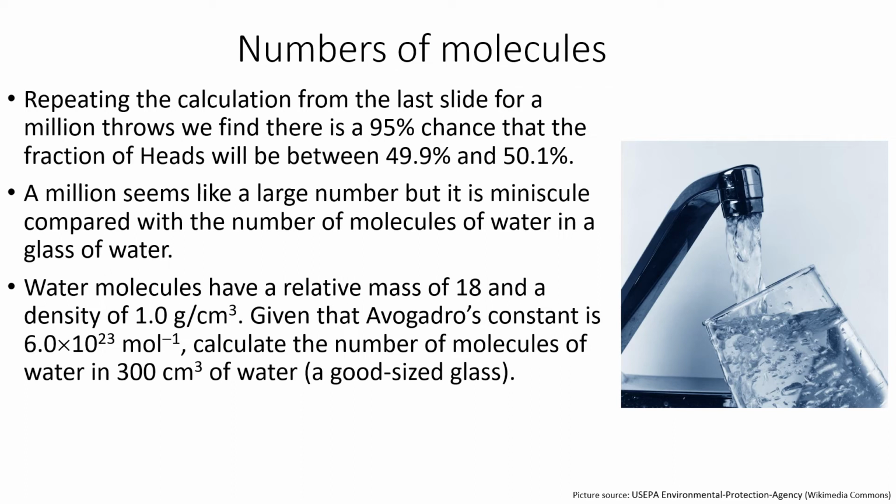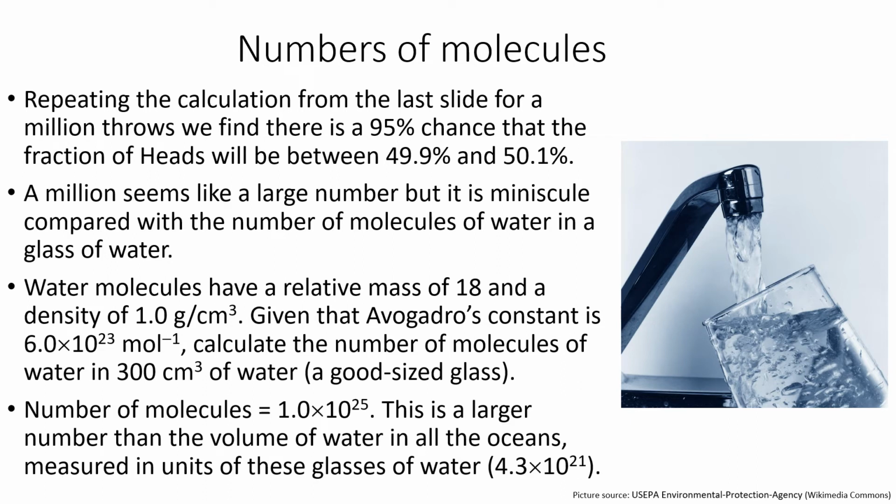Quite a simple calculation, and it gives you a nice round number as well, actually. So you could pause for a second, or hang on, I'll just tell you the answer. There you go. It comes out as 10 to the 25, a very nice round number, a gigantic number, which dwarfs 1,000,000. This is the number of molecules that we've got just in this glass of water. And in fact, it's such a mind-bogglingly big number that it turns out to be a lot bigger than the volume of water in all the oceans measured in units of these glasses of water.